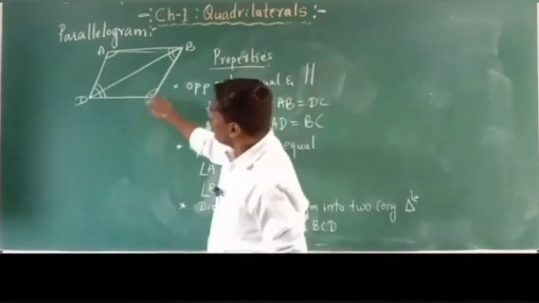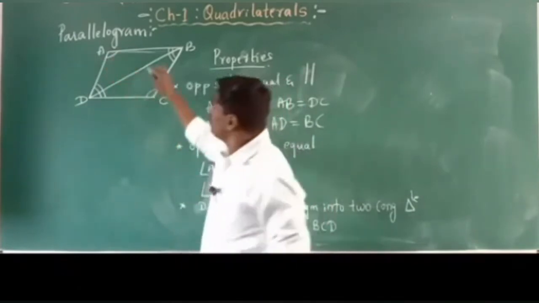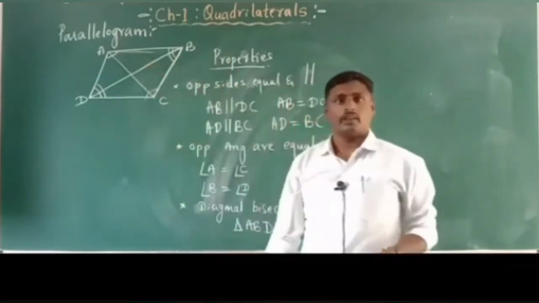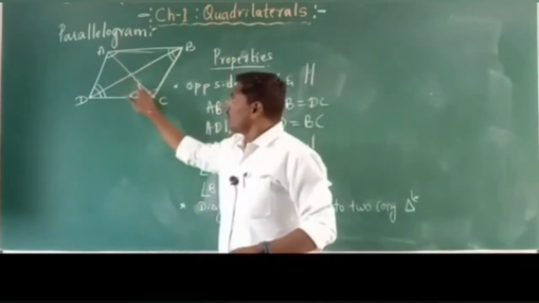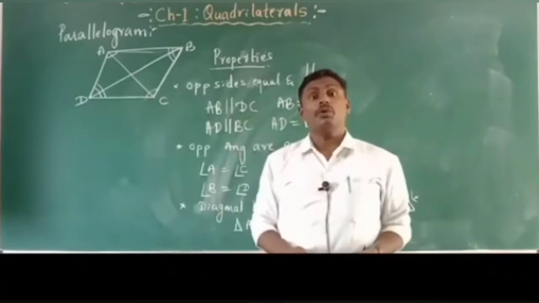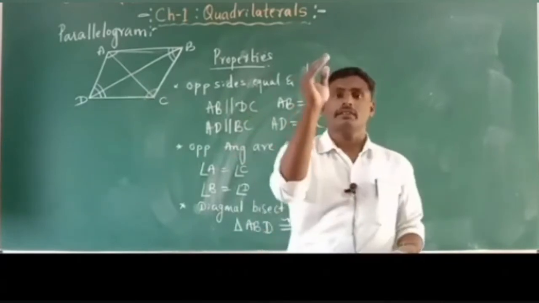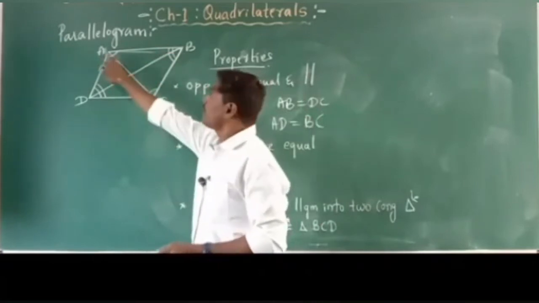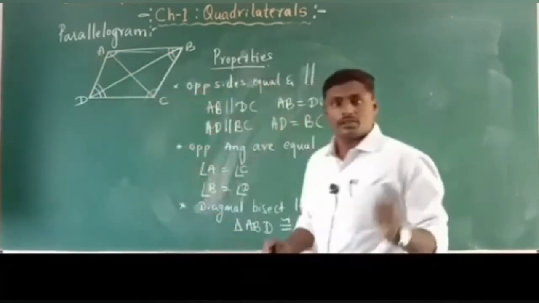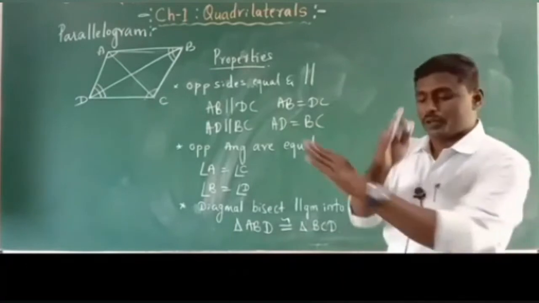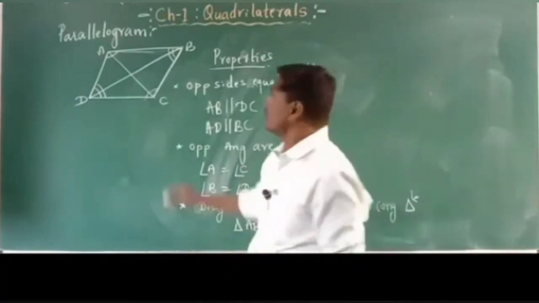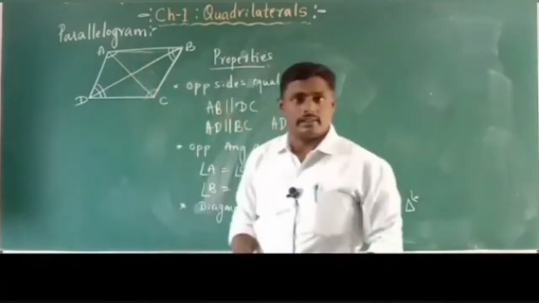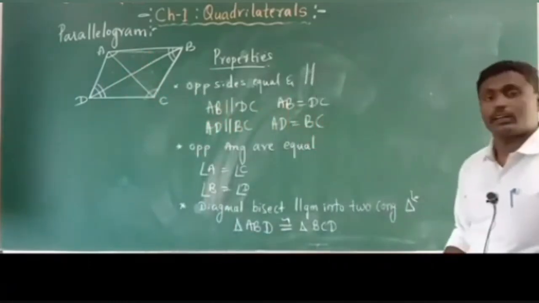Here one more diagonal we can draw, right? Just draw the diagonal from point A to C. When we draw the diagonal AC, again we get two triangles, and these two triangles are also congruent. So what are the two triangles here? Triangle ABC and triangle ADC. So totally, when two diagonals intersect, we get four triangles, right?